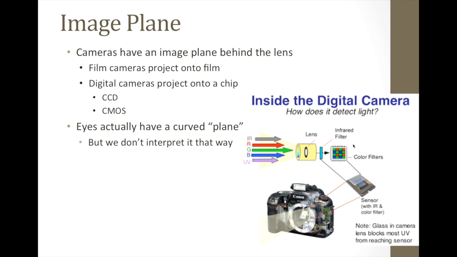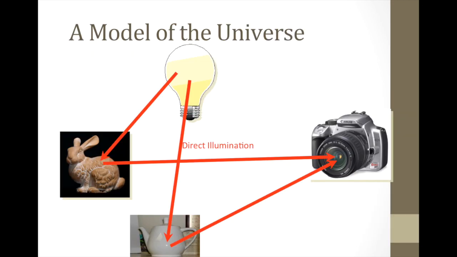The two major color sensors on the market are CCD and CMOS chips. You can learn more about those in a computer engineering or electrical engineering class, but essentially what you need to know for this is they take that information and turn it into numerical values that determine the amount of red, green, and blue in the light source. Eyes have a curved plane. We don't really interpret it that way, but they do the same sort of thing. We still see the electromagnetic spectrum, and that's what we turn into what we see.